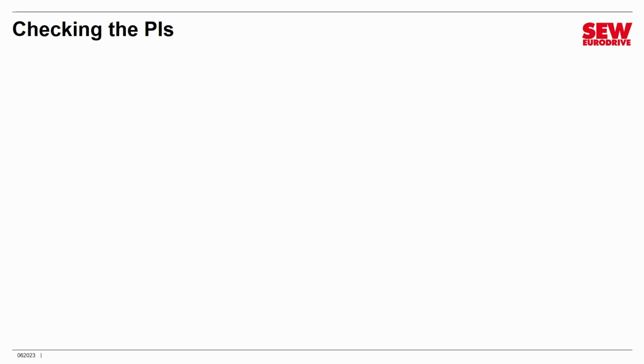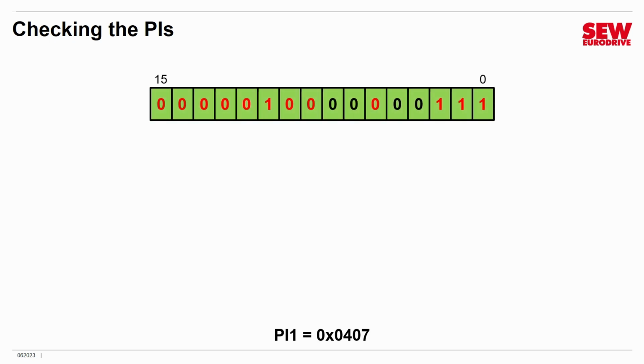Let's take a look at those PIs that we jotted down. We'll look at the PIs that we got when the VFD was running. So let's look at PI 1. PI 1 was hexadecimal 0407. We turn it back into binary, it looks like this. Let's look at the significance of the individual bits and see if they match up with what we expect. Bit 0 is output stage enabled. We have a 1 there, which is a true, so we know the output stage was enabled, and that makes sense since the motor was turning.